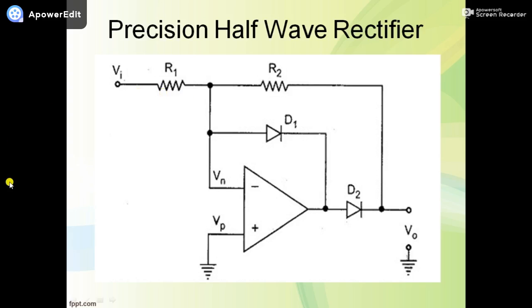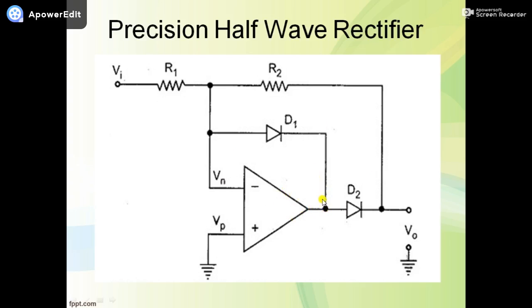Okay, so at that time you will not get any output signal. Output is 0 volt. Similarly, if Vi is equal to negative half cycle, it means we are applying negative signal to the negative terminal of the op-amp. At that time what happens?